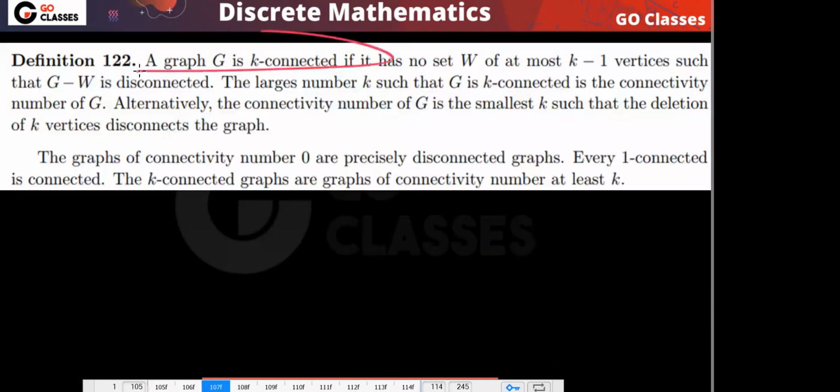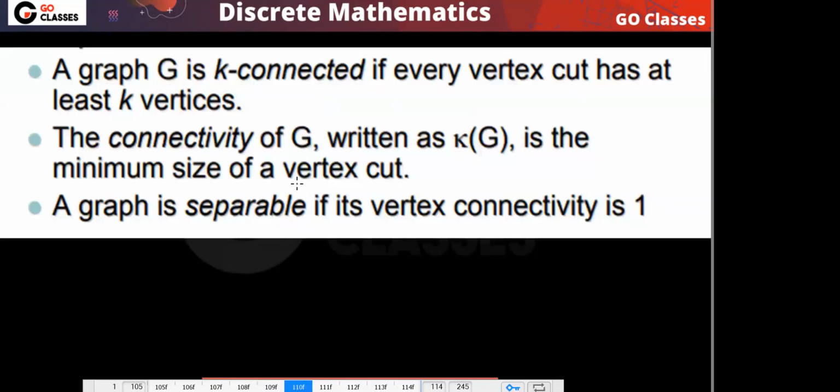So you can notice the definition of k connected we have seen. K connected means your connectivity number is greater than or equal to k. And what is connectivity number? This is the size of the smallest vertex cut. That is your connectivity number. Okay, so very simple. This is the symbol kappa.